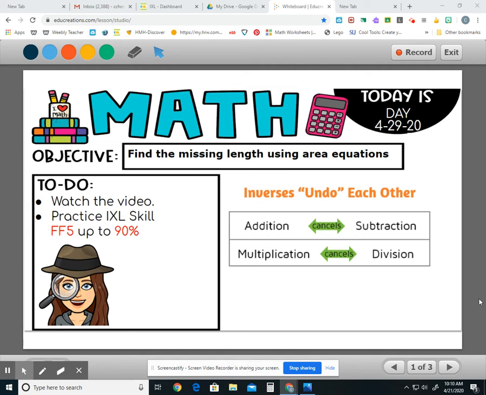Today we are going to review the idea of finding the missing length using area equations. I want you to watch the video, which you are. I want you to practice IXL skill FF5 up to 90%. Again, you already did this up to 60%, but I want you to go up to 90 this time.